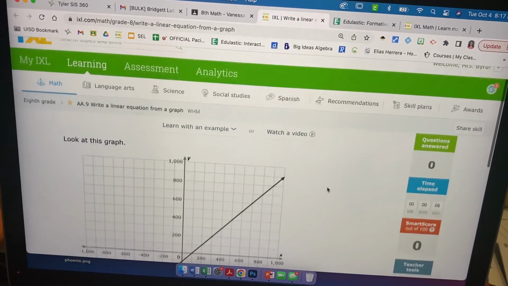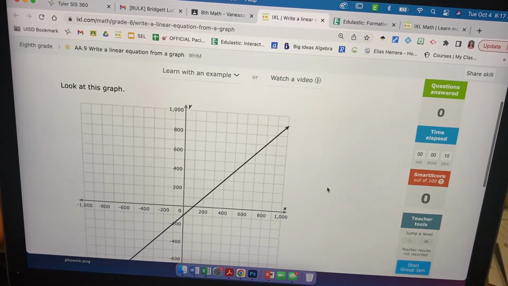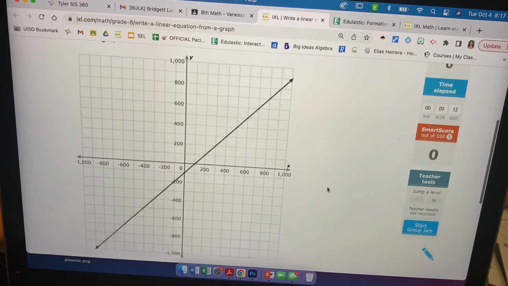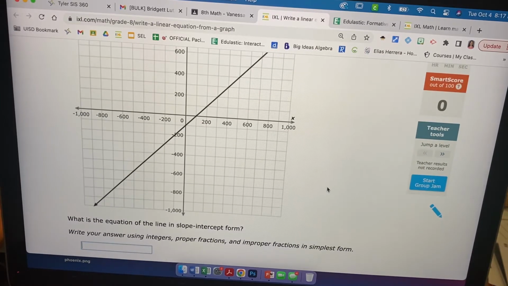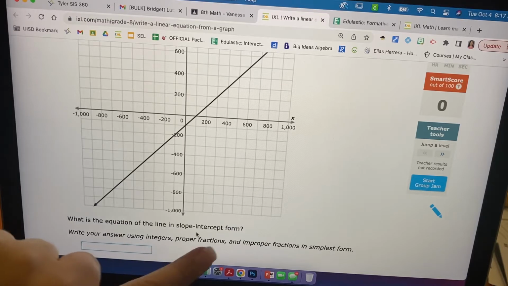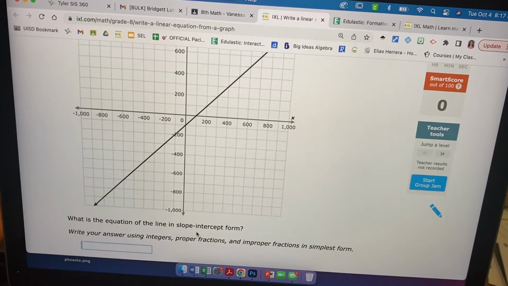Okay, I'm going to do a quick video. Here's an example of one. It says, look at this graph. What is the equation of the line in slope-intercept form? When it's slope-intercept form, it needs to be y equals mx plus b. So what that looks like is y equals mx plus b.